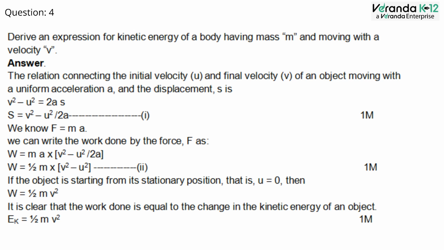We know F is equal to ma. We can write the work done by the force F as W is equal to ma into v square minus u square divided by 2a. W is equal to half m into v square minus u square. We consider that equation 2. If the object is starting from its stationary position, that is u is equal to 0, then W is equal to half mv square. It is clear that the work done is equal to the change in kinetic energy of an object. So kinetic energy is equal to half mv square.